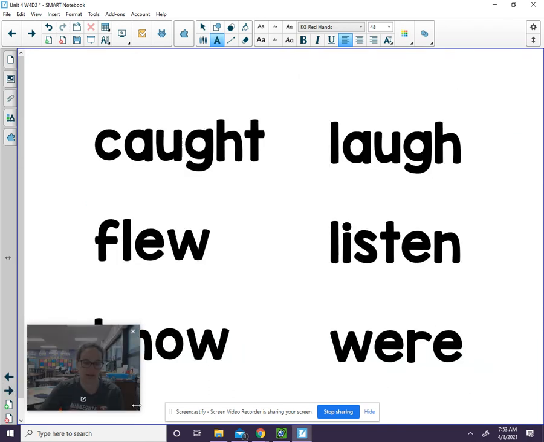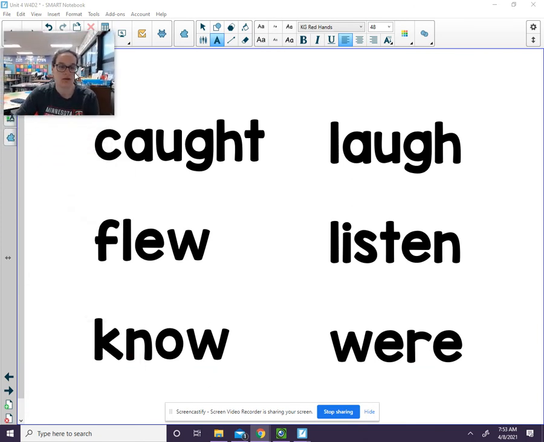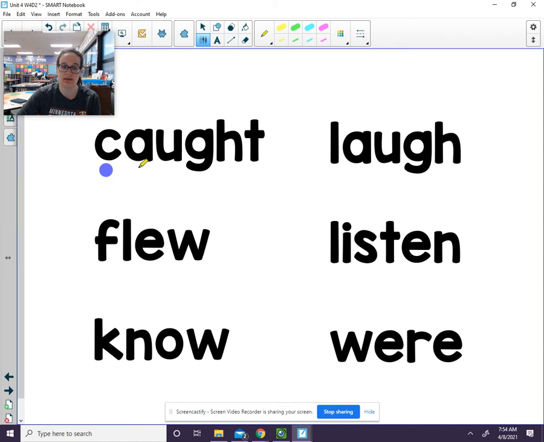Okay, let's take a look here at these words. These are our sight words for this week, and I would like to go over them with you today. We are going to go ahead and use them in a sentence and then also spell them. So this first word is caught. Say that with me. Caught. I caught the dog who was running away. Let's spell it. C-A-U-G-H-T.